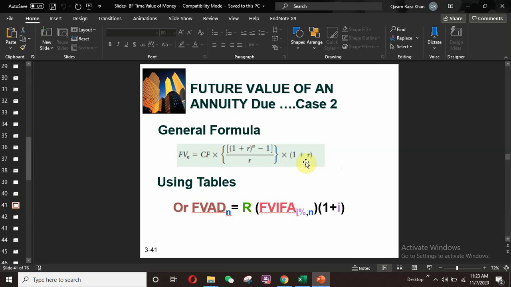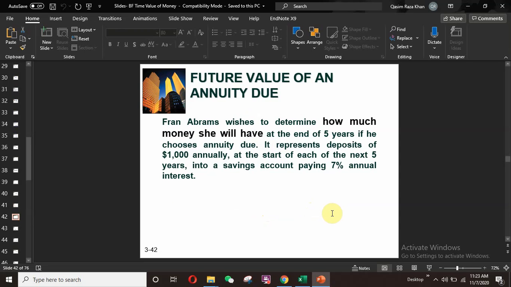So this is the addition in the formula, and we can also use the table for the calculation of future value under the annuity due system. So R is equal to FV into AD to the power n. FV is future value, AD is representing annuity due, and N is the time period, R is my return, FV is future value of IFA, into I is my interest rate, N is my time period, into 1 plus I. So here is the problem through which we can understand very well.